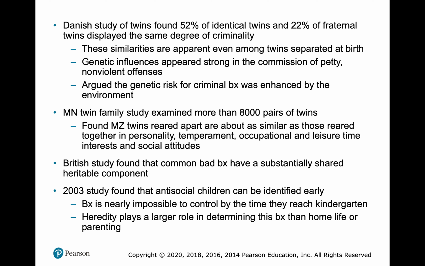A British study also found that common bad behavior is substantially heritable. And a 2003 study found that antisocial children can be identified early on, as young as 3 years old. Behavior is nearly impossible to control and change by the time they reach kindergarten. And heredity plays a larger role in this problematic behavior than home life or parenting does.